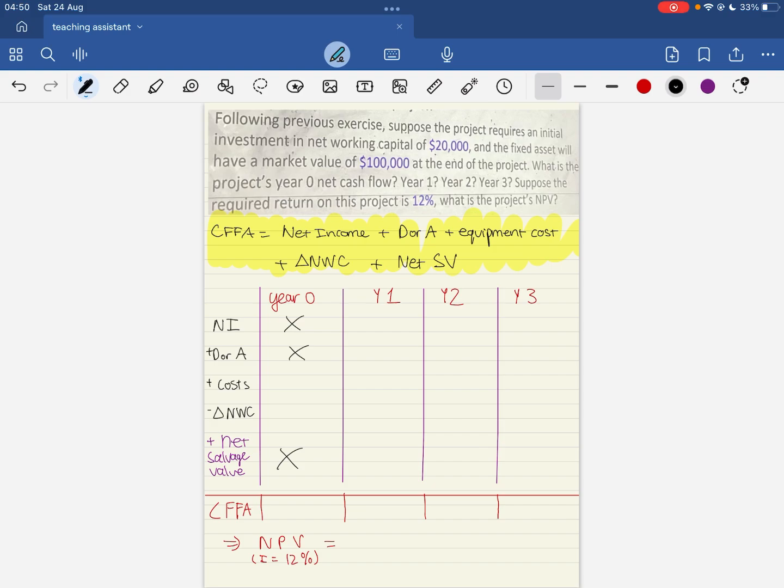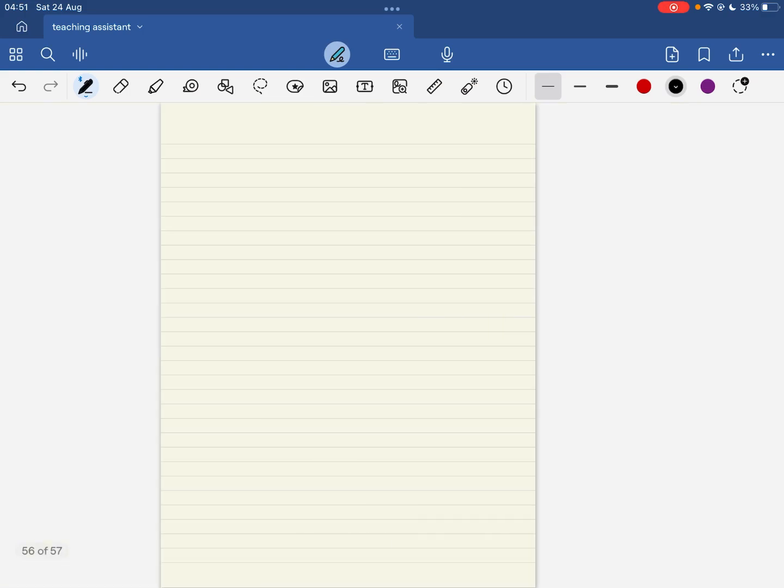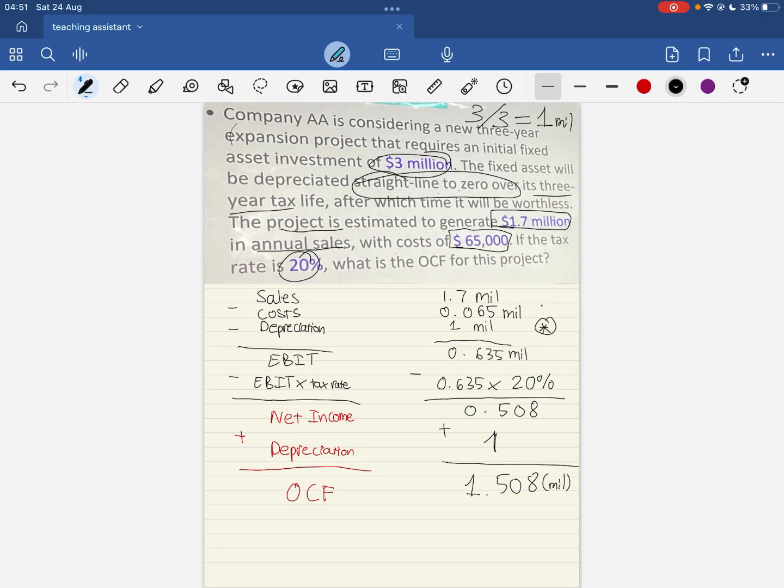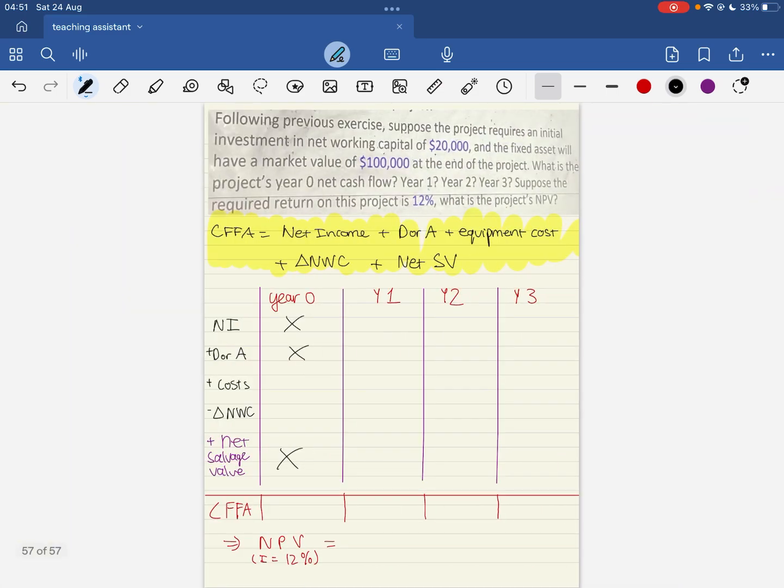Remember, the cost here is the equipment cost. It differentiates from the cost of revenue. Looking at the previous question, you can see a line where they say the project is estimated to generate 1.7 million in annual sales with cost of $65,000. This one is the cost of revenue. It's different from the cost we are talking about. The cost that we are talking about is actually this one, $3 million. It's the initial fixed asset investment, the equipment cost. Therefore here, the cost is going to be equivalent to minus $3 million, which is the initial investment to buy the asset.